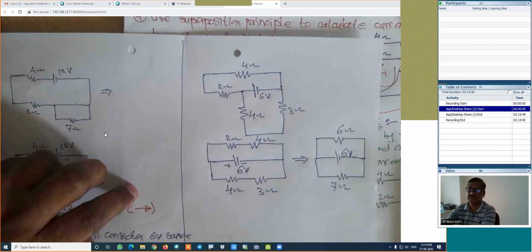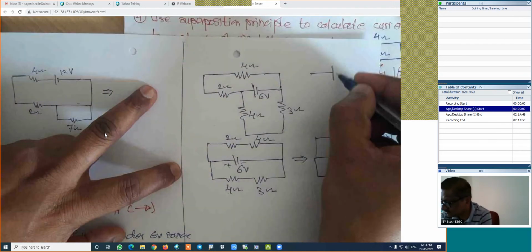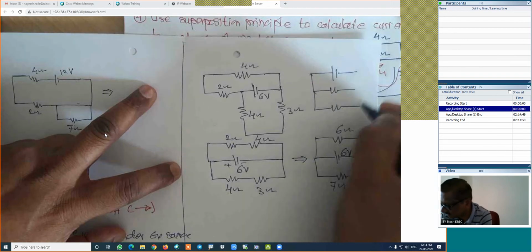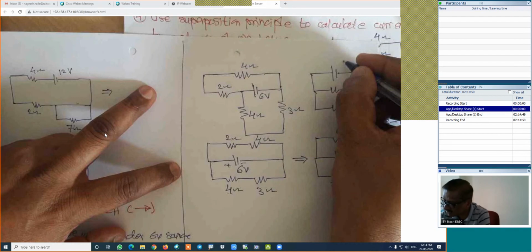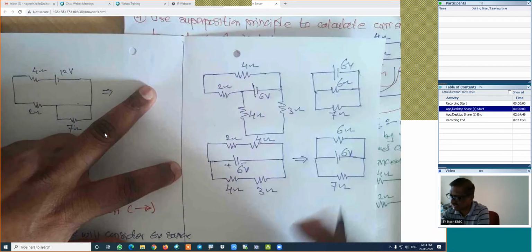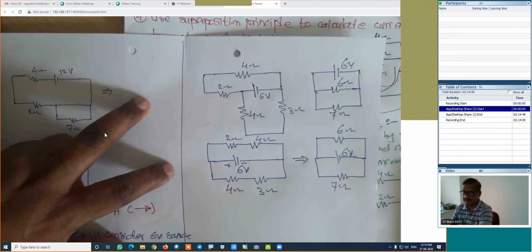इसी फिगर को हम ऐसे भी लिख सकते हैं. Can write in this way also. This figure we can write in this way. This is 6 volt, this is 6 ohm, and this is 7 ohm. One and the same thing. Just I have taken this out and this inside. Meaning is the same. Is it right?